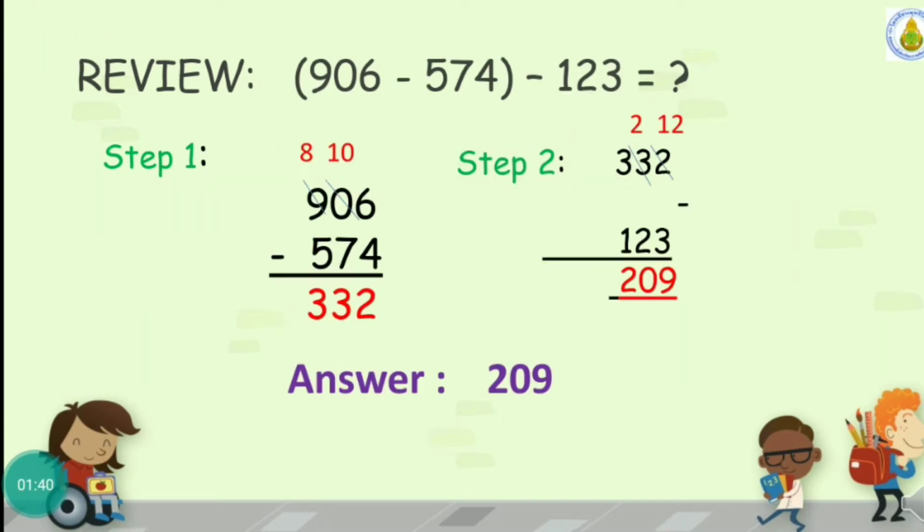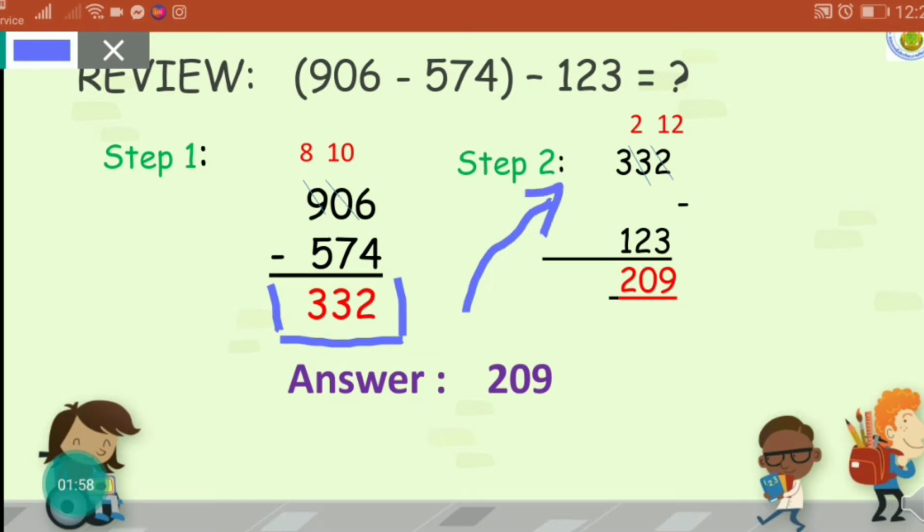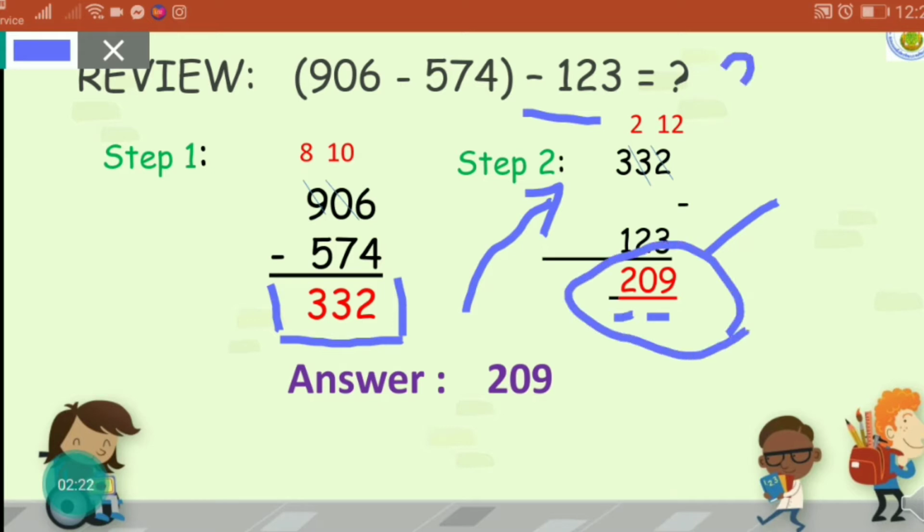So let's do it again and have a review. So step number 1, we're going to solve 906 minus 574. So this is the answer. And then step number 2, so our answer is 332. And then we're going to minus 123. And then when we minus, 2 minus 3, cannot, so we borrow 1 from number 3, and number 3 will become 2, and number 2 will become 12. So 12 minus 3 is equal to 9, 2 minus 2 is equal to 0, 3 minus 1 is equal to 2. So our answer here is 209.